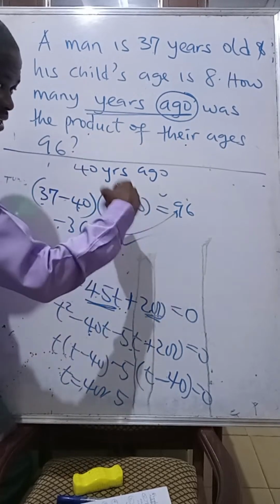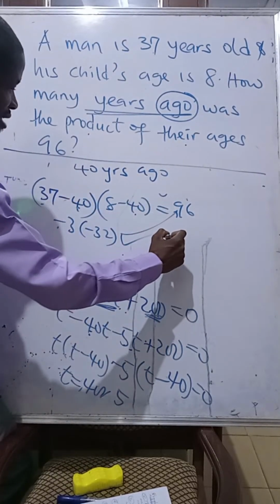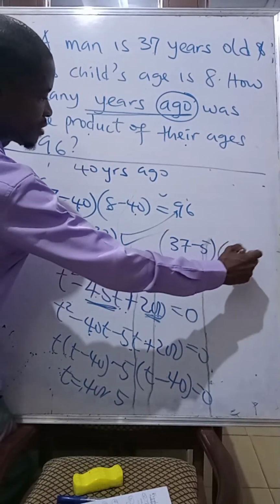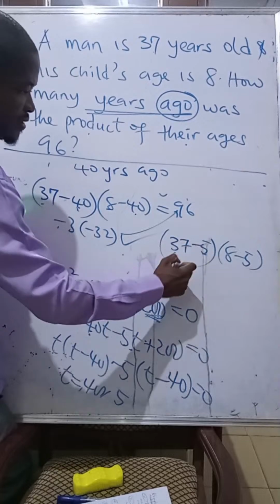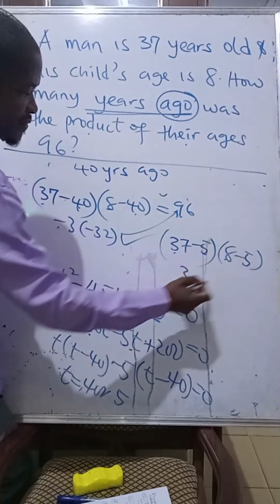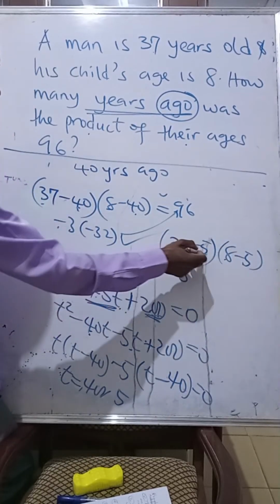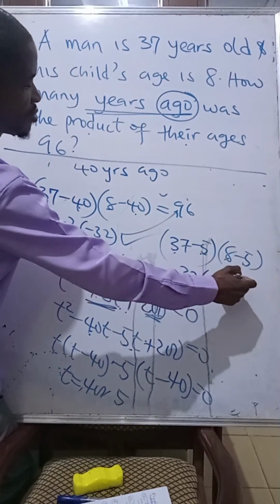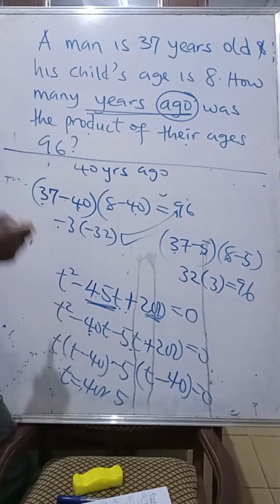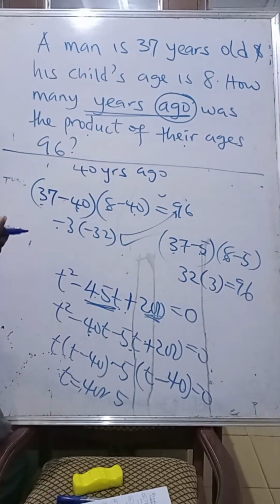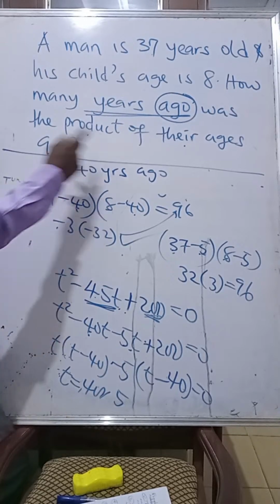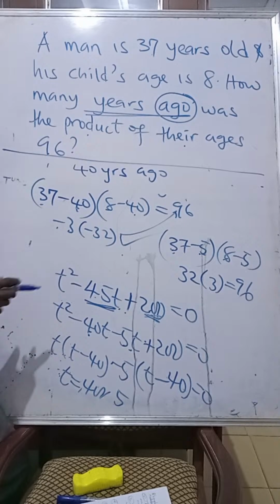And the other one, 5 years ago, do the same thing also. That's 37 minus 5 times 8 minus 5. No, this will be 37 minus 5. That's 32 times 3. It's also giving you 96. So the two options are correct. 40 years ago or 5 years ago, the product of their ages was 96. So let's see another one again.